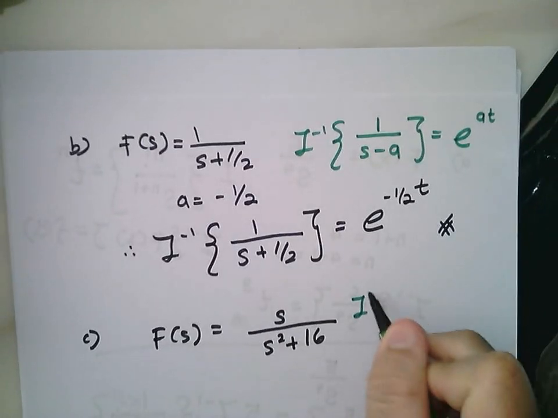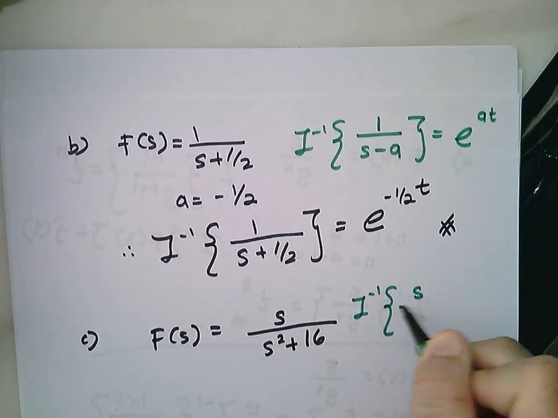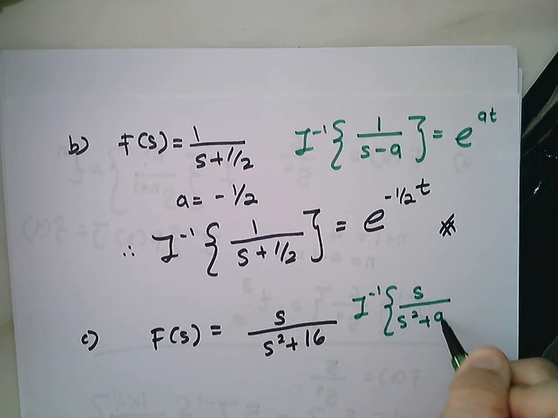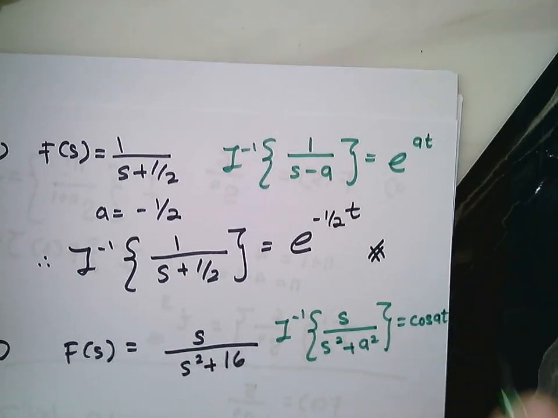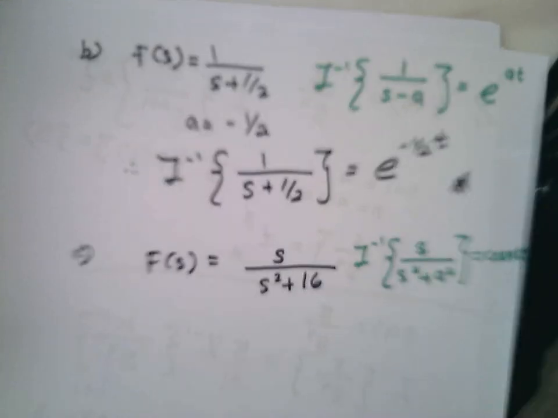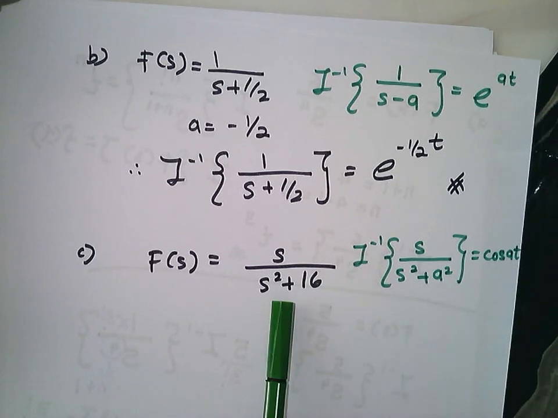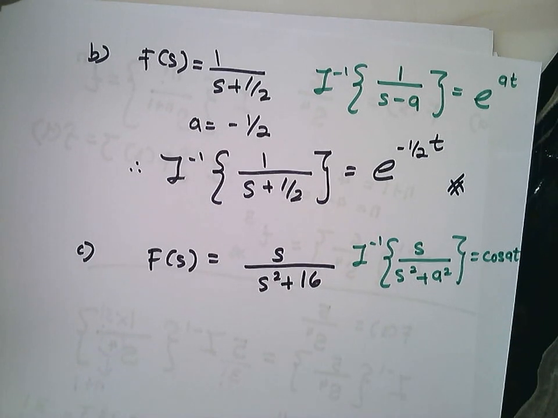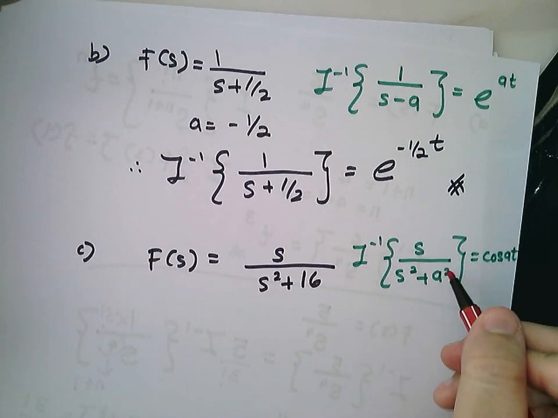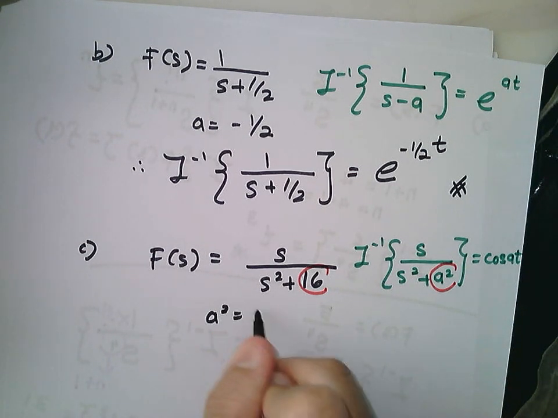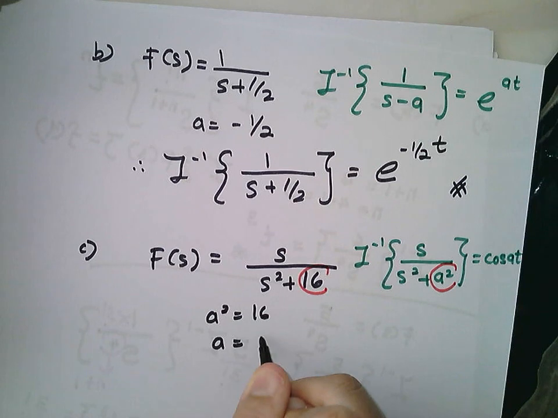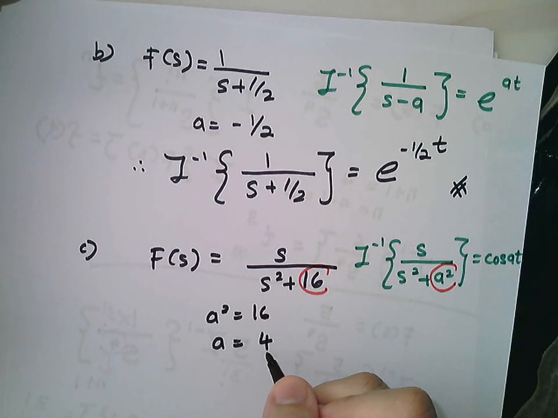Laplace inverse of s over s squared plus a squared is equal to cos at. So by comparing the general form with the problem that you have, get the value of a. So this one. Okay, so your a squared is equal to 16, so your a is equal to 4. We just consider the positive value. Okay, so your a is equal to 4.